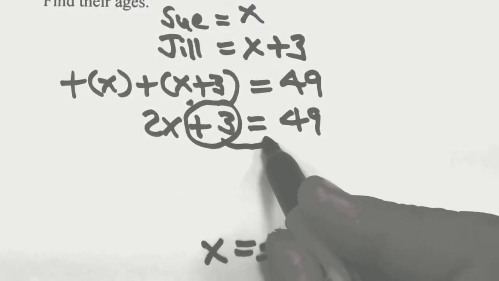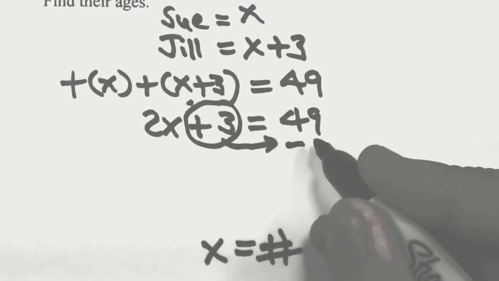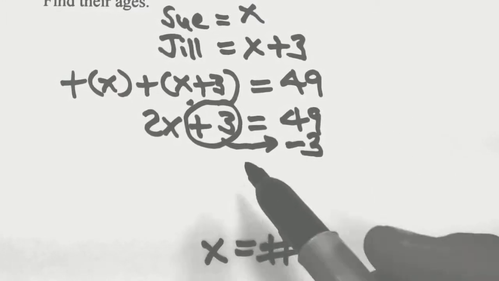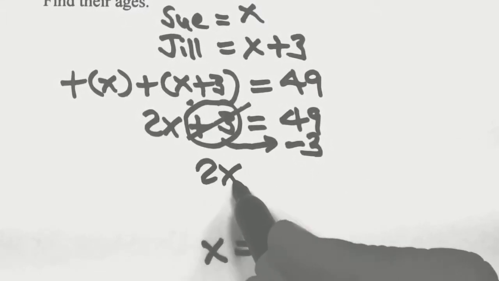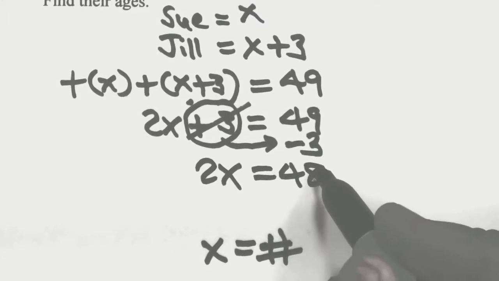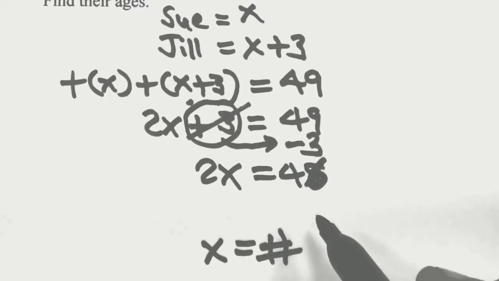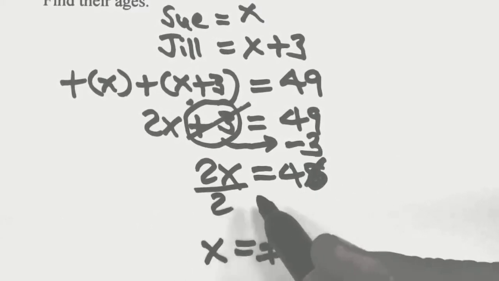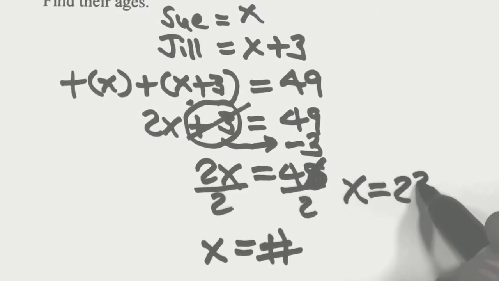And remember, of course, when we jump them across to the other side of the equal sign, that changes its sign. So, when I move the plus 3 over as negative 3, I end up with 2x equals 48. Now, 46 I should say. 2x equals 46. And now divide both sides by 2, and we get x equals 23.